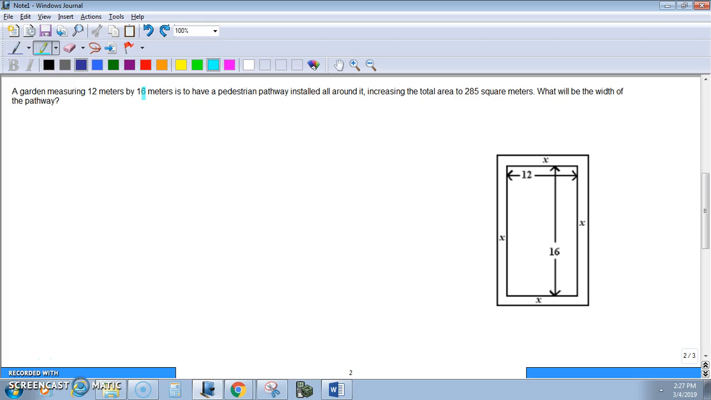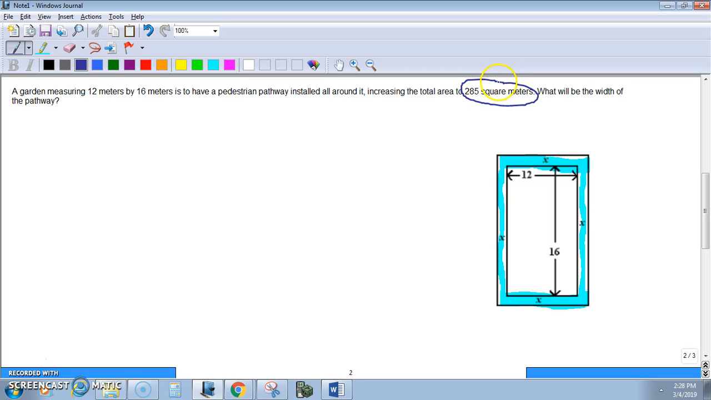So this question is talking about a garden measuring 12 by 16, and we're putting a pathway around it. Let me highlight this pathway. This is the pathway around it. We know the size of the garden, but we do not know the width of this pathway, and it's going to be the same width all the way across, so we're just going to call it x.